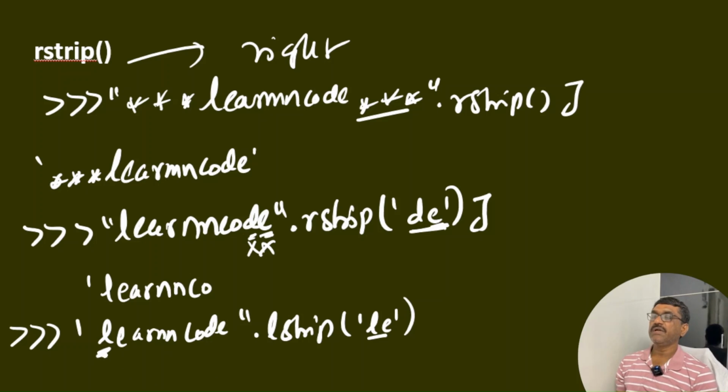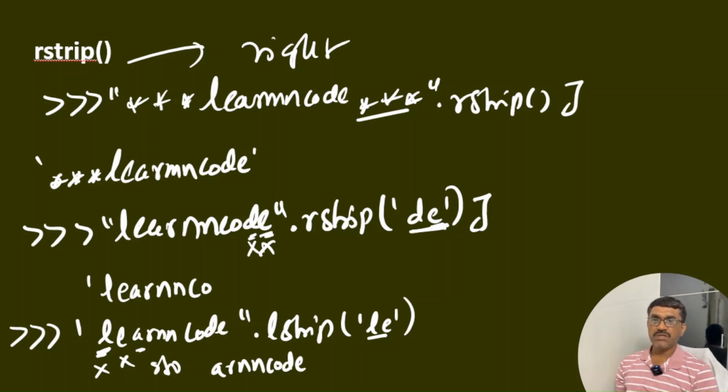You take from the leading character L, L is matched here. This is removed. E also matched here. E is removed. Whenever we encounter A, which is not matched, it is going to stop. And the string you are going to get here is ARNNCODE. Okay, this is the difference between lstrip and rstrip. So these are the variations of the strip method.